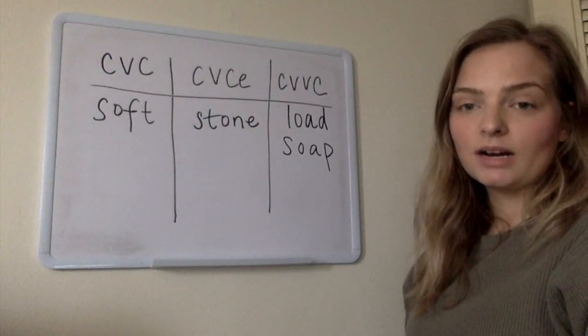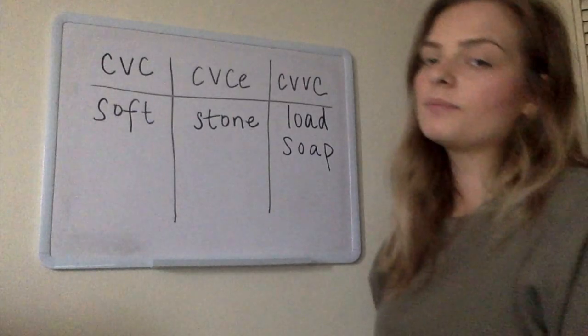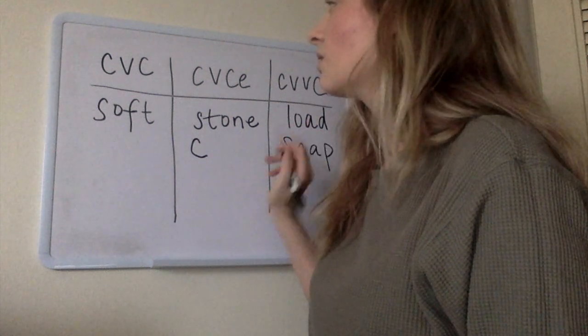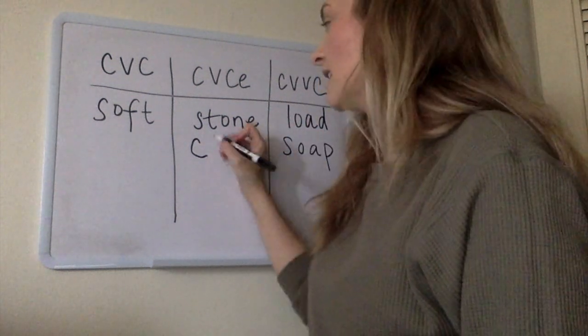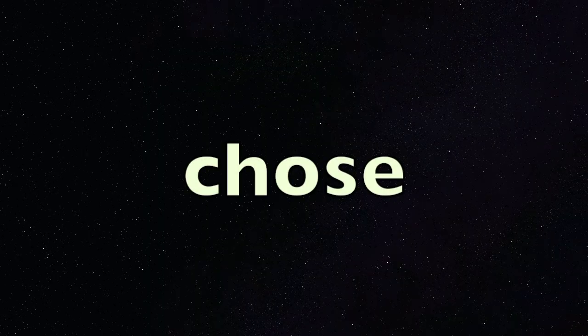Your next word is chose. Where do you think that word would go? Awesome job, boys and girls. This word does go in the CVCe spelling pattern column. It goes in the CVCe spelling pattern column because we notice that E at the end, which tells the O to say its name. So we hear, oh, chose.